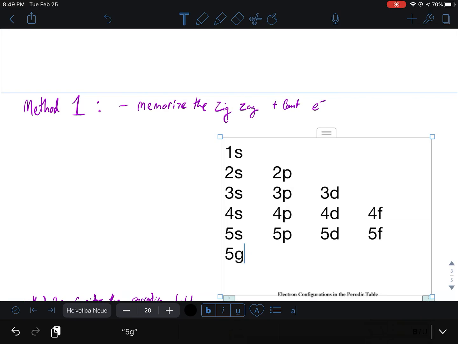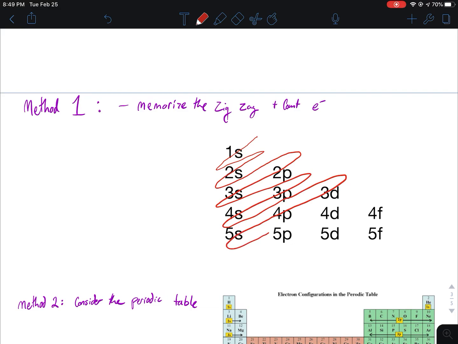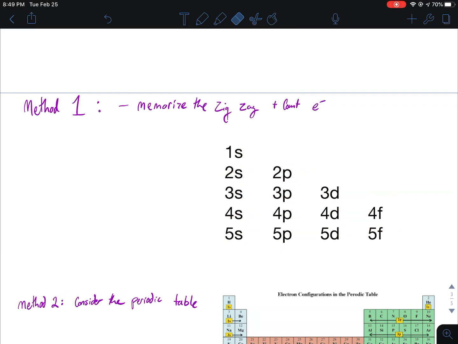You can even go all the way out to G if that makes you feel more comfortable, which you'll never use, but if you wanted to put a 5g out there, that's fine. And what you do is you do this sort of zigzag. So you fill in this order. You fill the 1s orbital first, then you go back, you fill the next s orbital, then you go back and you fill the 2p orbital, then you go to 3s, 3p, 4s, 3d, 4p, 5s, 4d, 5p, and then 4f, 5d, something like that.